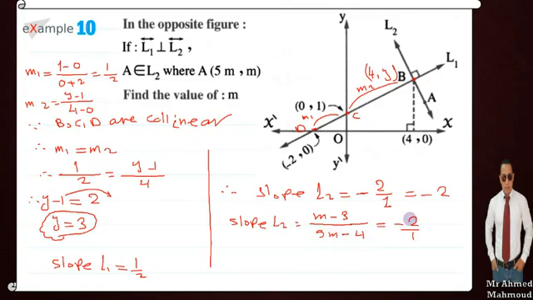Then 2 times 5m minus 4 equals 1 times m minus 3, which equals m minus 3. Expand these brackets, it will be 10m minus 8 equals m minus 3. I will send m here and negative 8 there. Then 10m minus m equals negative 3 plus 8.